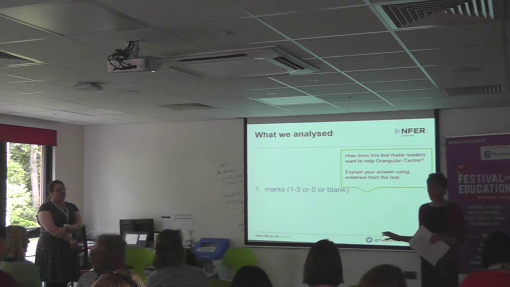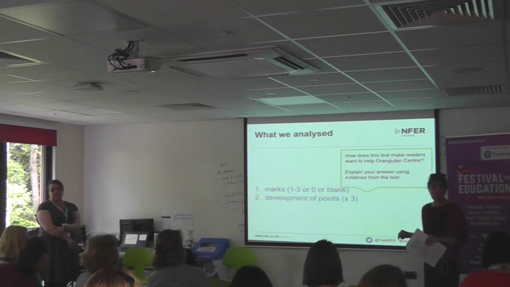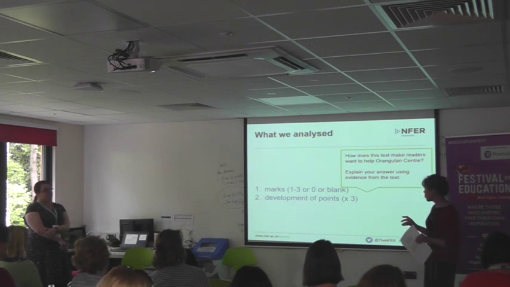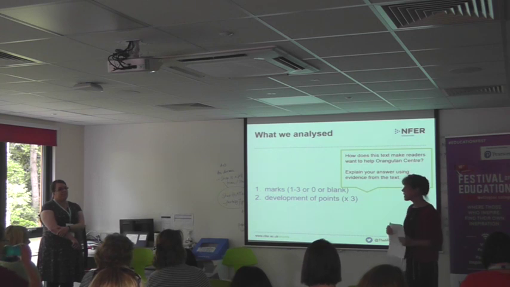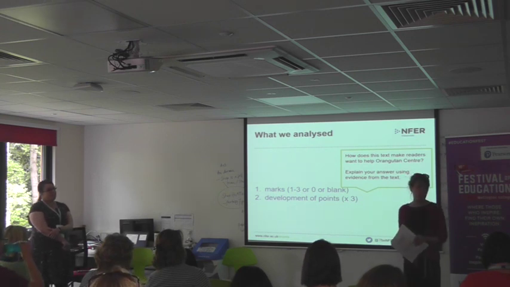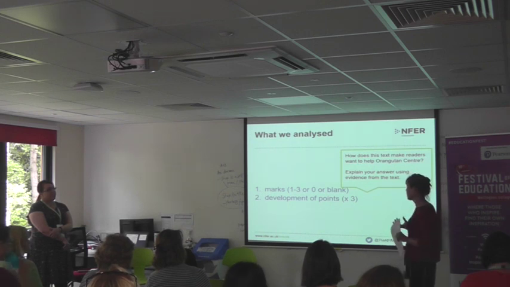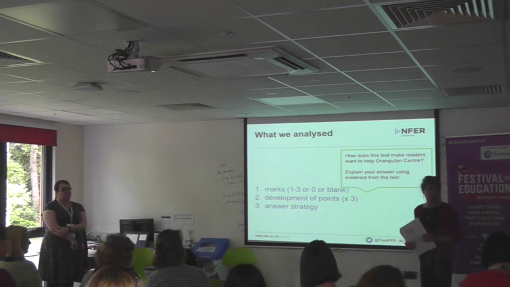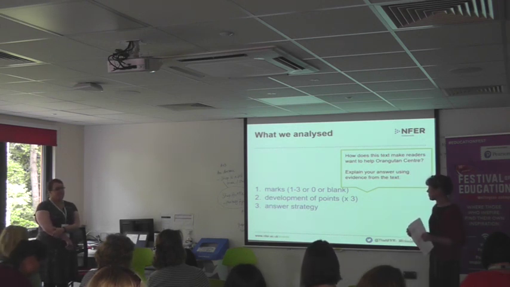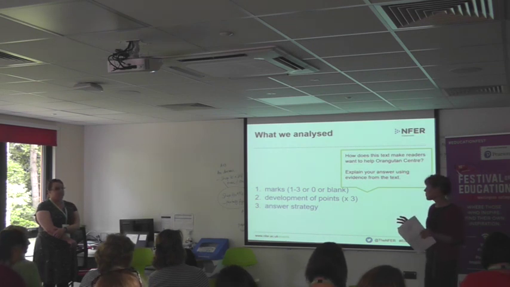We had to get that out of the way because it's part of the process of developing a good and robust mark scheme. The second thing we looked at and analysed and recorded was pupils' development of their points. And here we were looking at the number of points they wrote and also the degree of their development. So how they developed them, the extent to which they developed them. The third thing we looked at was their answer strategy, the scope of their answer, which isn't the same as the number of points they wrote.